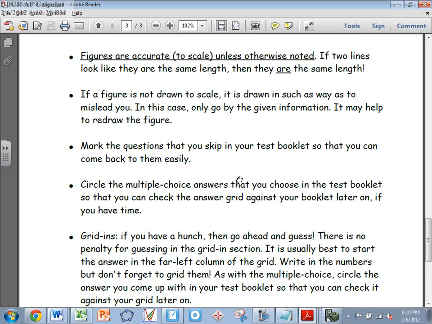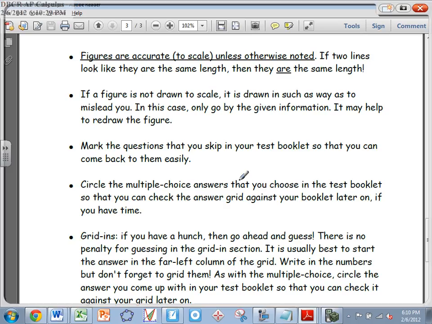A lot of the figures, though, say not drawn to scale. If it says they're not drawn to scale, do not make any assumptions based on the figure alone. I recommend that you redraw that figure. Redraw the figure so that it is drawn to scale.